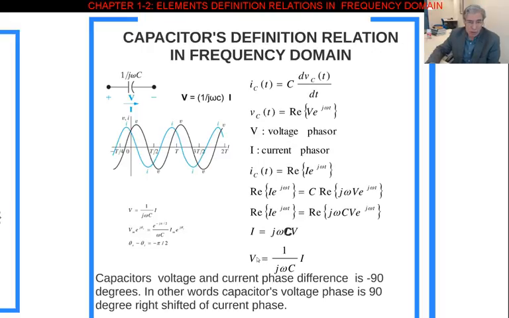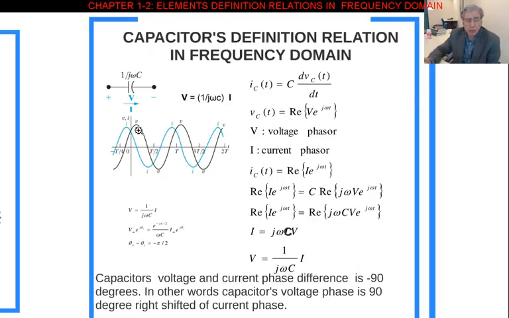If you write all these phasors in polar format, you end up with the voltage and current phase difference of a capacitor being minus 90 degrees. When it is minus 90 degrees, that means the capacitor voltage phase is shifted 90 degrees to the right of the current phase. There is a phase difference between voltage and current. In the capacitor, the direction is the opposite of the inductor.